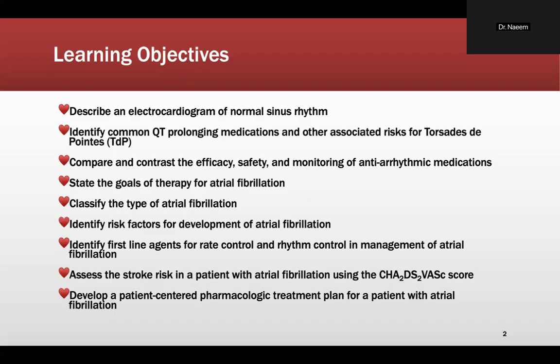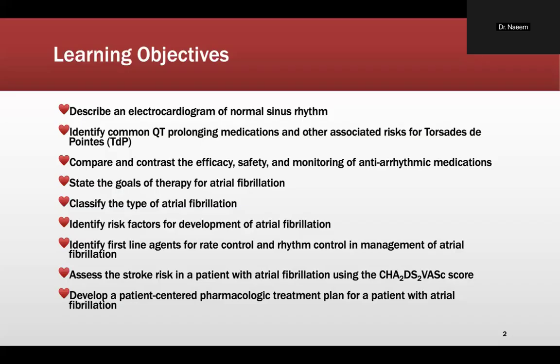So there are some objectives that we'll go through. First, a review of an electrocardiogram or EKG. Both abbreviations are used to describe normal sinus rhythm. We'll go through the common QT prolonging medications and other associated risks for a life-threatening arrhythmia, which is called Torsades de Pointes. We will compare and contrast the efficacy, safety, and monitoring of antiarrhythmic medications.